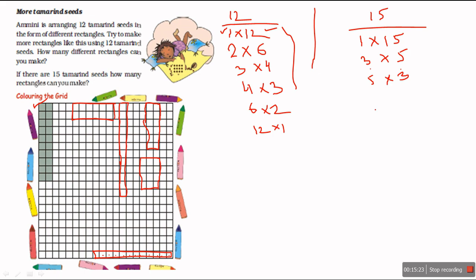What if there are 20 seeds? Always start with 1. 1 into 20, 20. So 1 length, 20 breadth. Now 2 is a factor of that, 2 into 10.